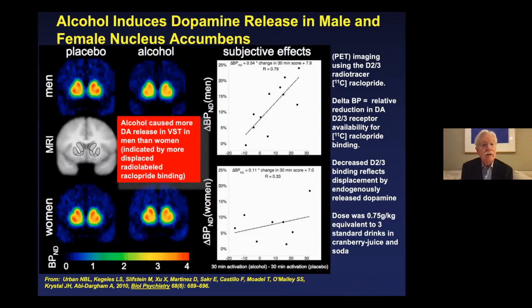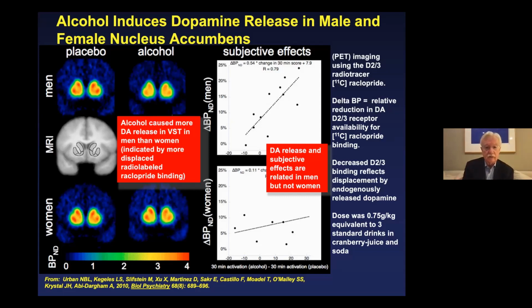And there's pretty good evidence, even in humans, that dopamine plays a role and is activated when you become intoxicated. So in individuals that received a dose of 0.75 grams per kilogram, about 3 standard drinks of alcohol and a cranberry juice and soda preparation, in this study from Yale University, published in Biological Psychiatry, you can see that when intoxicated, there's a decrease in dopamine D2 receptor binding that suggests that endogenous dopamine is being released that displaces the binding to this receptor. And it's more dramatic in males than it is in females and correlates better in males than it does in females, as you can see in the line diagrams here in this figure.